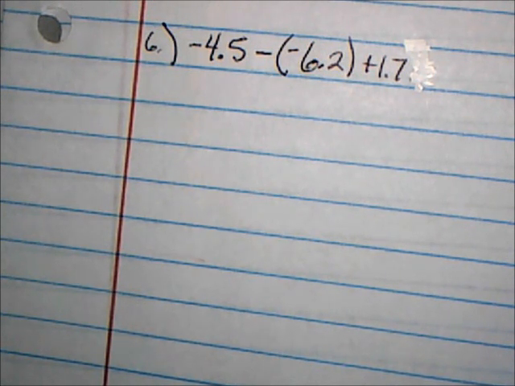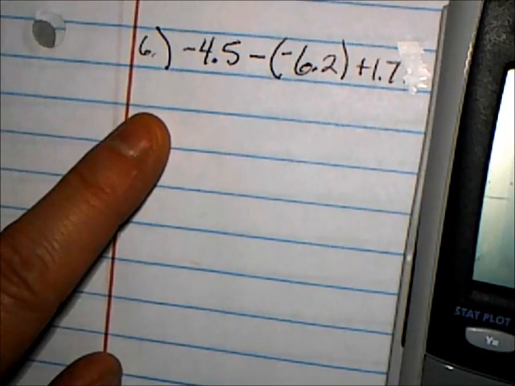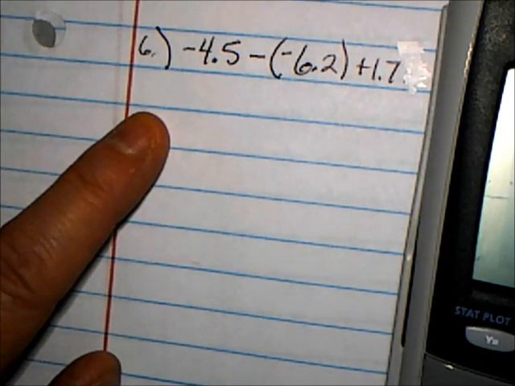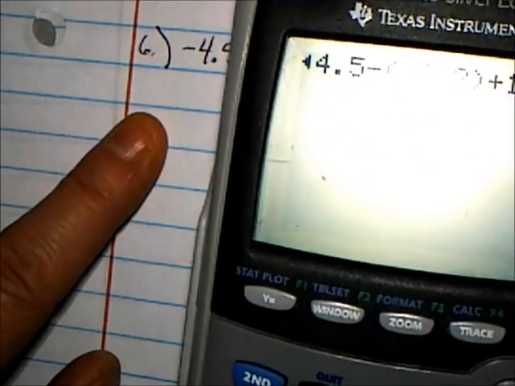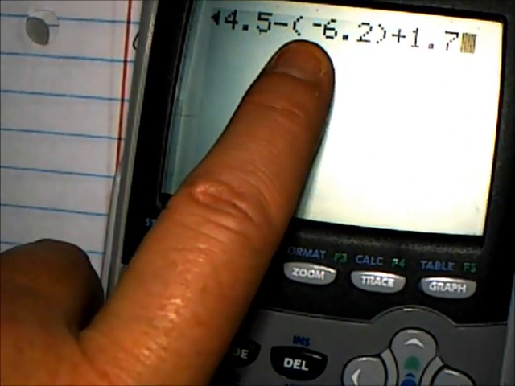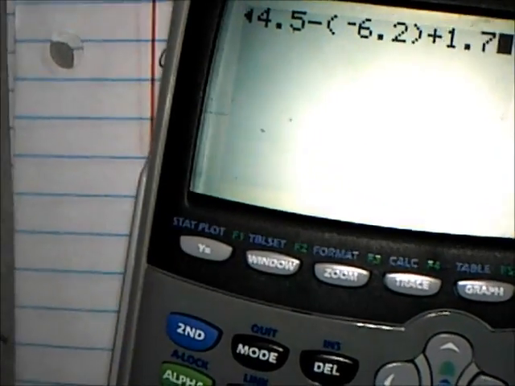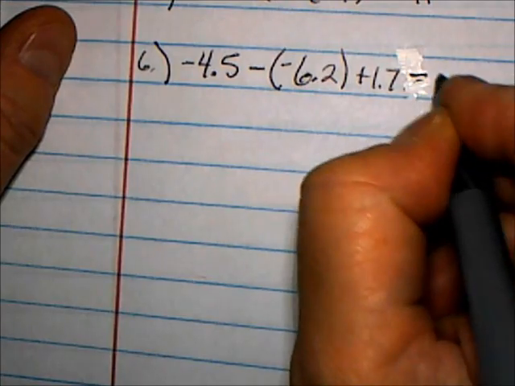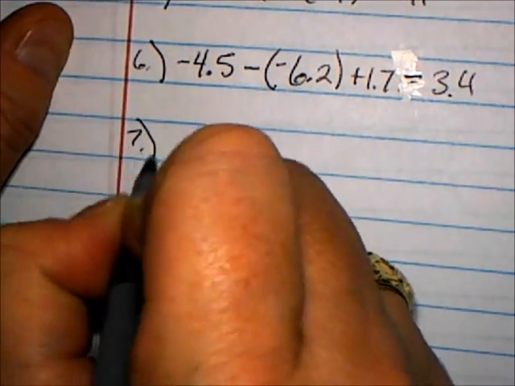Okay, what's next? Number 6. Negative 4.5 minus parentheses negative 6.2 plus 1.7. Make sure you have your subtract and your negative looking different. Okay. And enter, and you had what? 3.4. Okay.